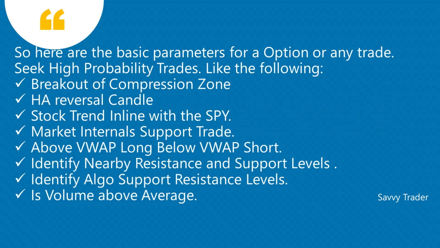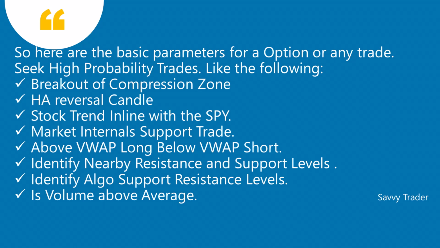So here are the basic parameters for an option or any trade. We're seeking high probability trades like the following. We want breakouts of compression zones, Heikin-Ashi reversal candles, and stock trend in line with the SPY. SPY's going up, we want to go long. SPY's going down, we want to go short. The market internals support the trade. This is from the Dominator. Above VWAP for longs, below VWAP for shorts.